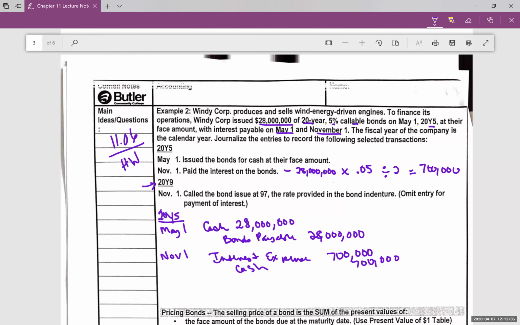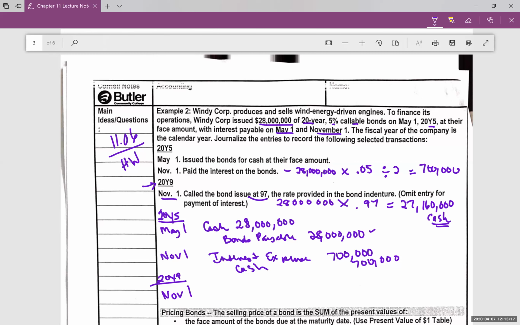All right, then several years go by. It's 20Y9. They called in the bond issue at 97. So the number we're going to be working with, we're going to take the original amount, 28 million, times 0.97, or 97%, however you want to run that. And they're calling that in at 27,160,000. That's going to be our cash entry number. So they're going to have a gain on this because originally they owed the folks back $28 million, and now they're only going to owe them $27,160,000. So this is a three-liner with a gain, and gains are credits.